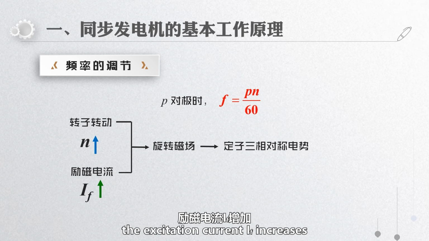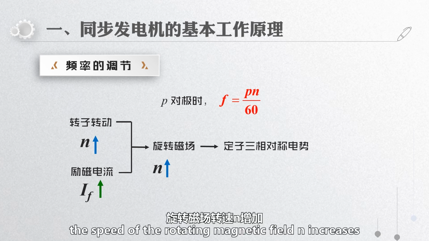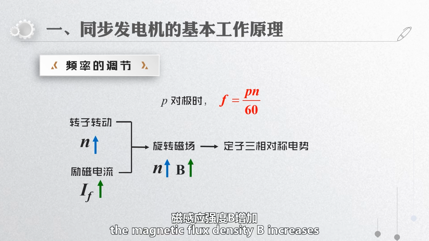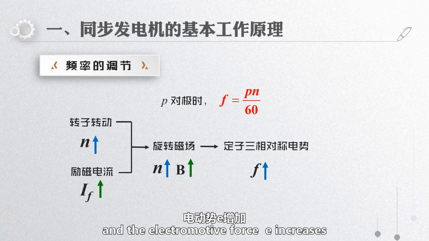The rotor speed n increases. The excitation current If increases. The speed of the rotating magnetic field n increases. The magnetic flux density B increases. The frequency of the stator's three-phase symmetrical voltage f increases, and the electromotive force increases.